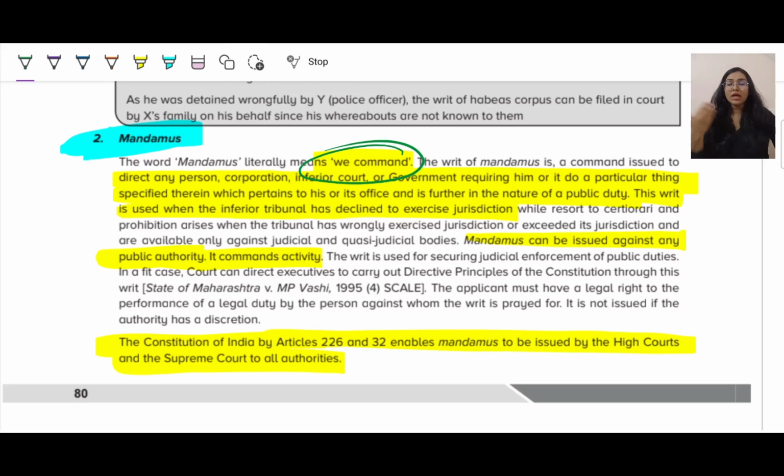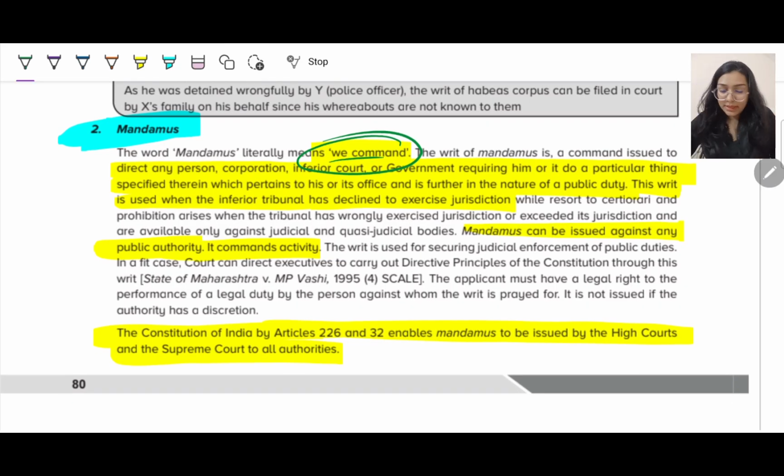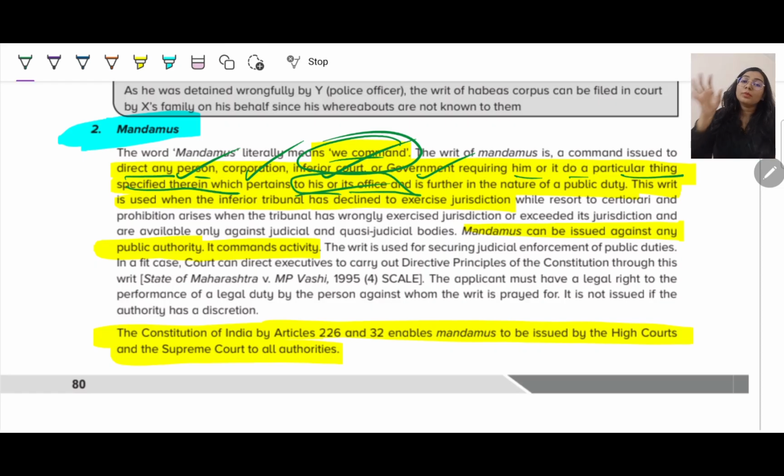So you are approaching the Supreme Court or High Court under article 32 or 226, and you are telling the court to command that particular authority to do their job. The word mandamus literally means we command. It directs any person, any corporation, any inferior court, which is the lower court, or the government, requiring him or it to do a particular thing specified therein which pertains to his or its office. That is your particular job only, and you are not doing your job.